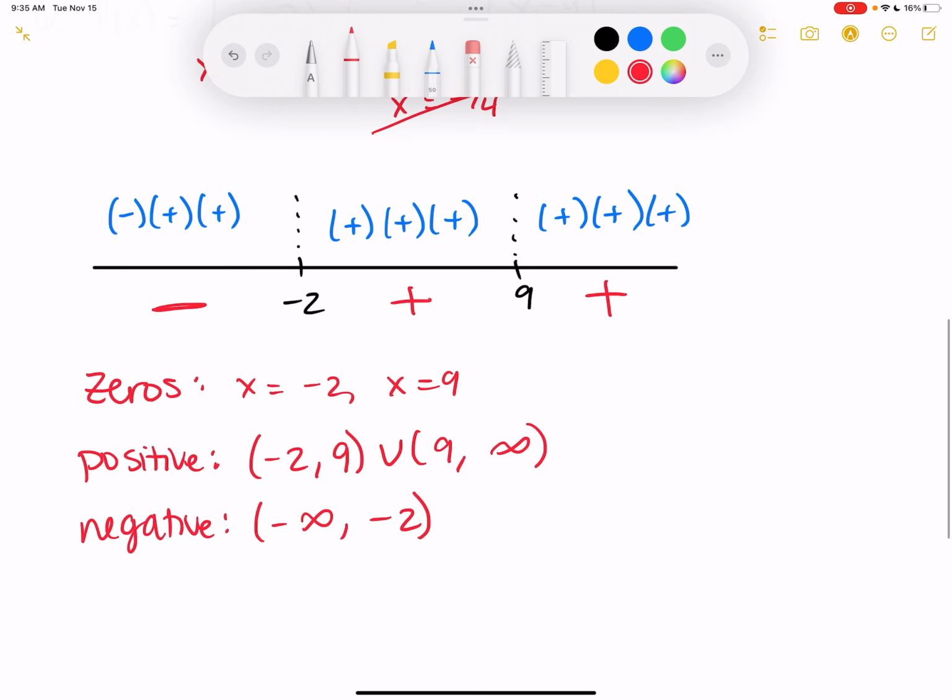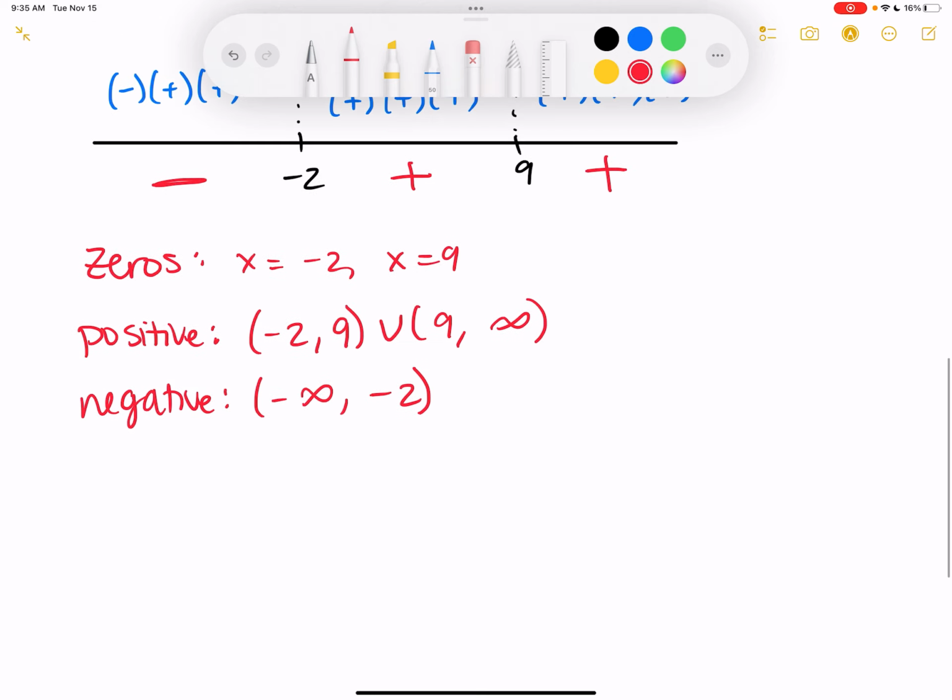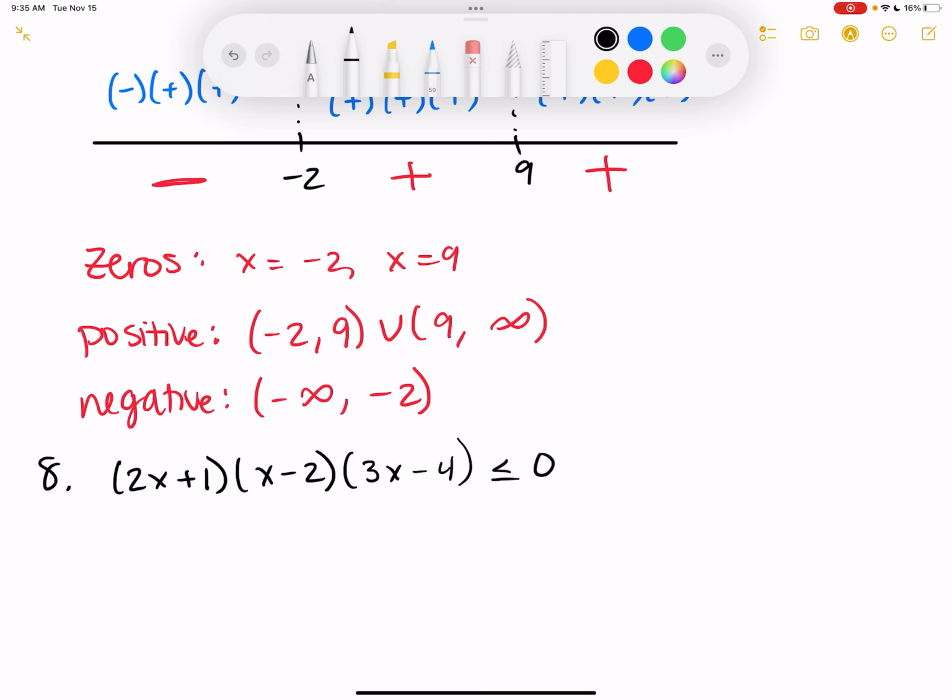All right, so the next ones are a little bit different. It says to complete the factoring if necessary. So if something's not factored all the way, you'd have to factor it first. And then solve the polynomial using a sign chart, support graphically, which you don't have to do the support graphically part. So number 8, (2x plus 1) times (x minus 2) times (3x minus 4) is less than or equal to 0.